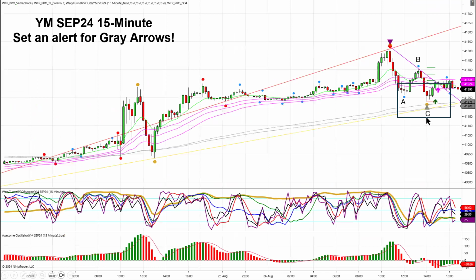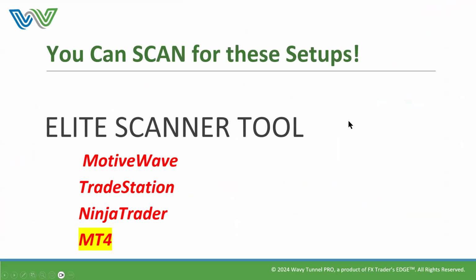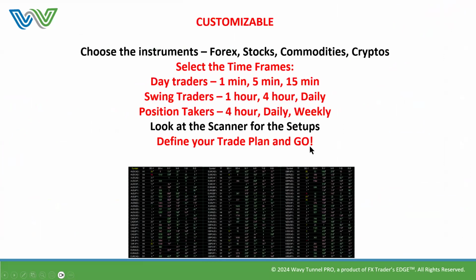Now you can also day trade. So this is the YM. We get these every single day. You can set an alert for gray arrows. And then the trend lines also kicked off the buys. Okay, MT4, and then we're going to be done.